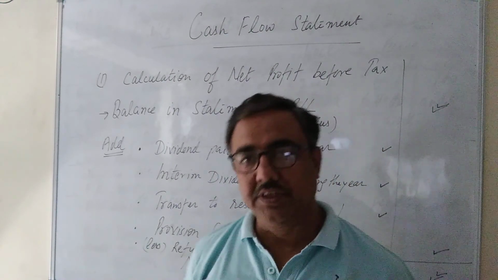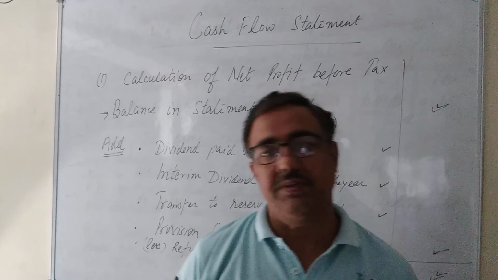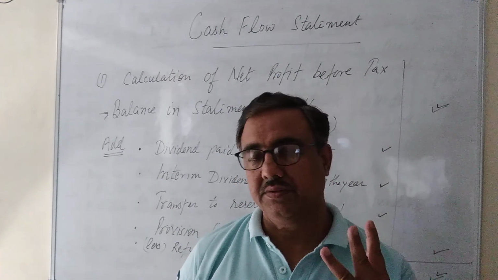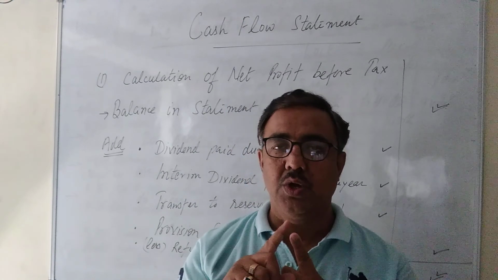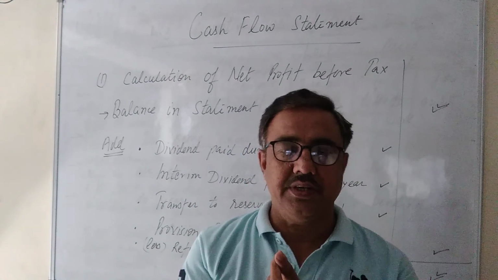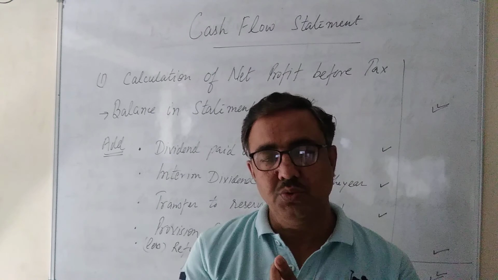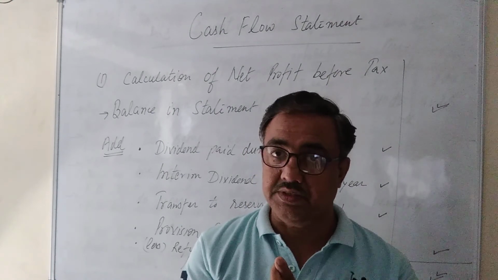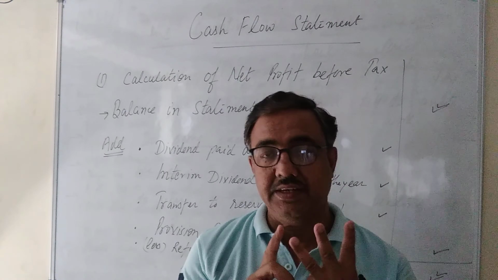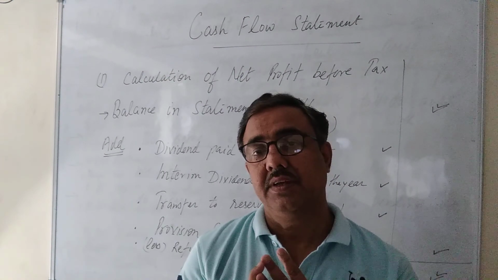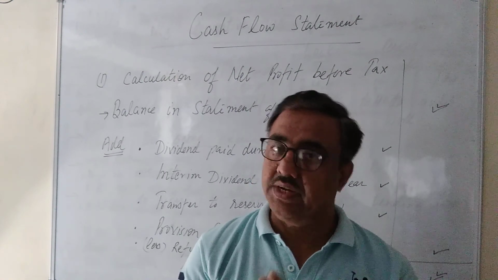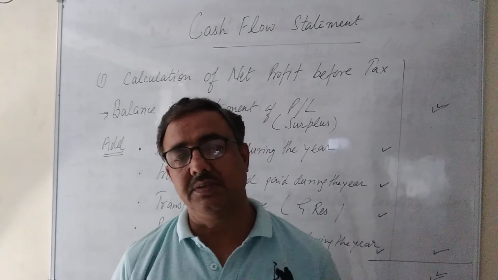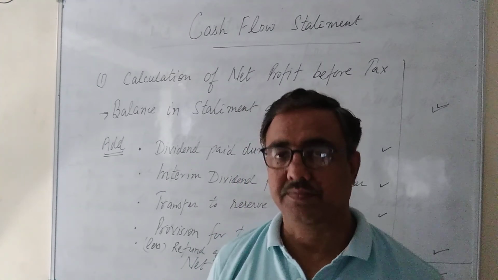In the cash flow statement, as we have discussed, we have three activities. The very first is cash generated or used in operating activities. Second is investing activities, and third is financing activities. The very first we will discuss is operating activity.